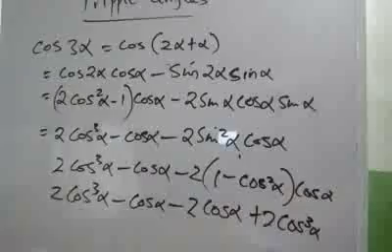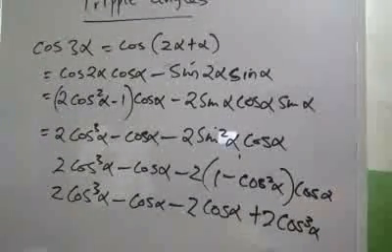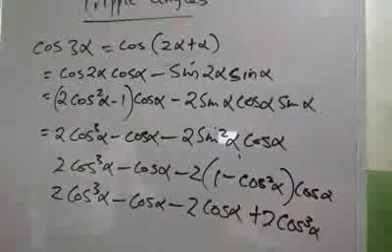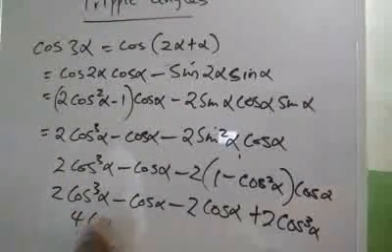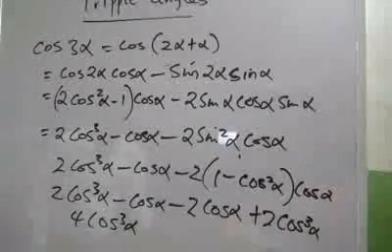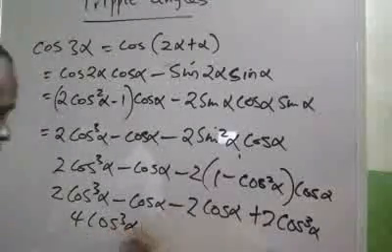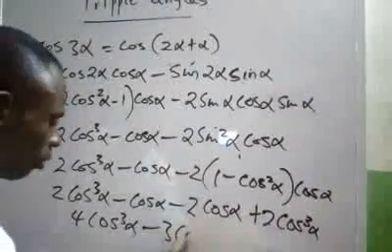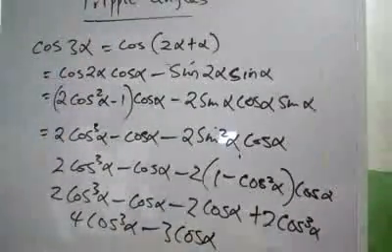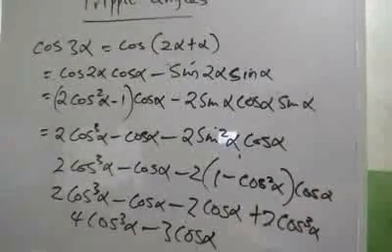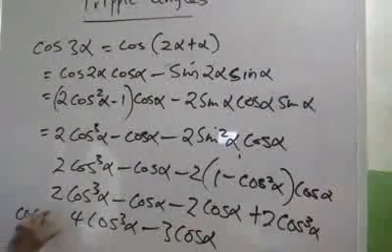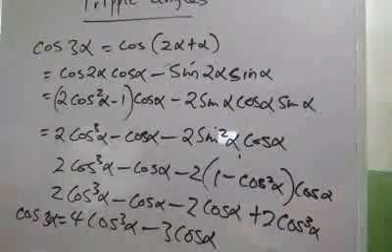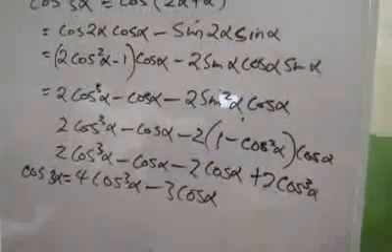So if we bring everything together, 2 plus 2 is 4, so that would be equal to 4 cos cube alpha minus 3 cos alpha, since minus 1 minus 2 is minus 3. So cos 3 alpha is equal to this. This is your value for cos 3 alpha.